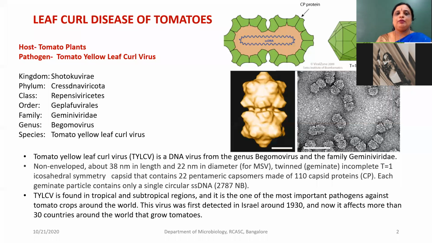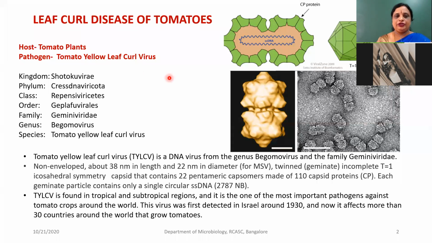The botanical name of tomato is Lycopersicon esculentum. And the pathogen which is going to infect this particular plant and cause this disease is tomato yellow leaf curl virus. It's tomato yellow leaf curl virus.